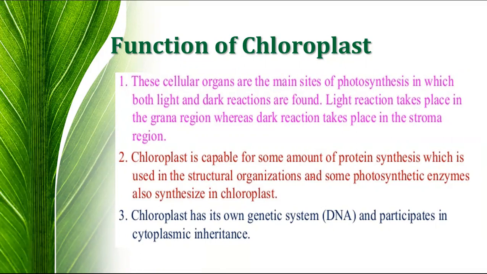The third function of the chloroplast is that it has its own DNA, so it has its own genetic system. Because of this, it takes part in cytoplasmic inheritance. That means cytoplasmic heredity can be transferred from parents to offspring. So the chloroplast plays an important role. These are the three functions of a chloroplast.